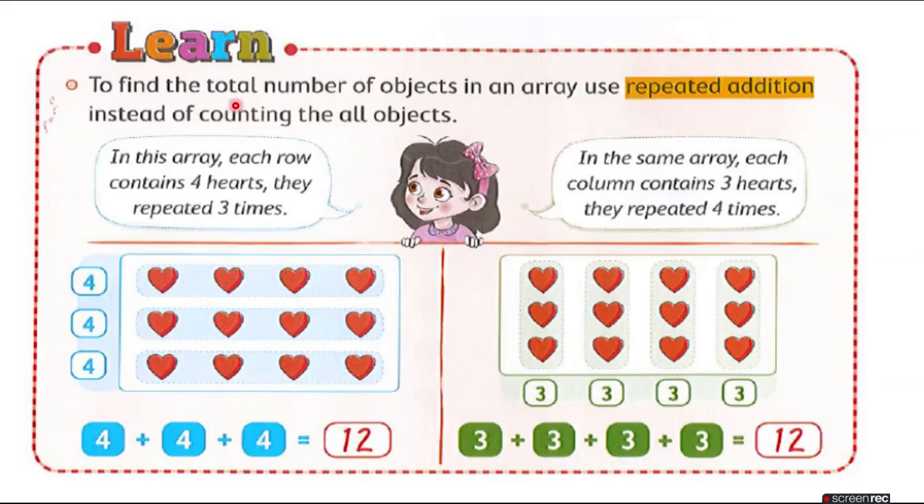Here, to find the total number of objects in an array, use repeated addition instead of counting all the objects. What I mean by this? هستخدم way سهلة ان انا اقدر اعد الاري بتاعي من غير ما اقعد اعد shape فيه. يعني انا هعمل ايه دلوقتي؟ Let's count all the hearts here in this array. 1, 2, 3, 4, 5, 6, 7, 8, 9, 10, 11, 12.